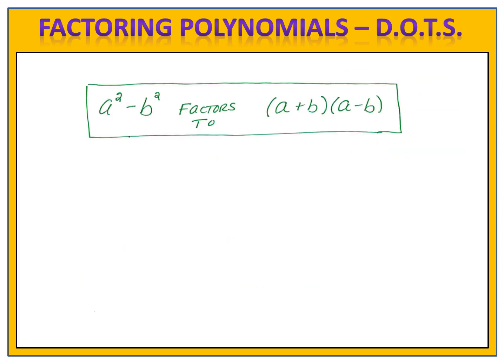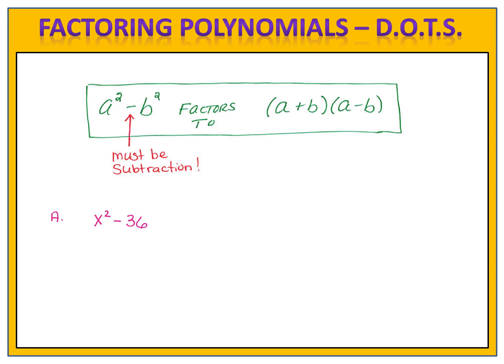We can generalize this by saying that a squared minus b squared, two perfect squares, factor to a plus b times a minus b. It's important to note that the operation between these two perfect squares must be subtraction. If it is addition, this technique will not work.